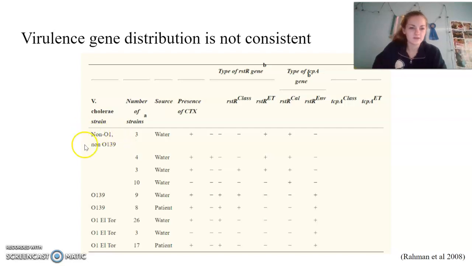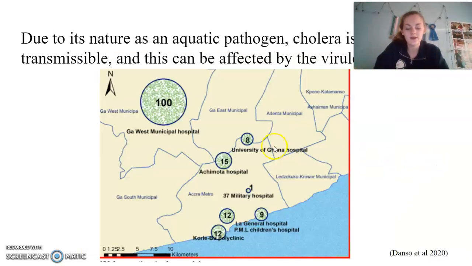So in cases of small groups of cholera cases, it could be assumed that these come from the ones which are just more toxic. However, we can see in this map that as you move further away from this large water source, the number of cases seems to increase in this area in Ghana.